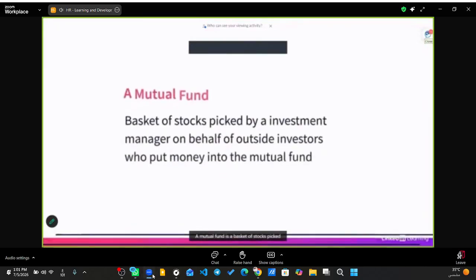A mutual fund is a basket of stocks picked by a professional money manager on behalf of outside investors who put money into the mutual fund. Mutual funds charge fees based on the amount of money you invest in them. If you invest in a traditional mutual fund, also called an open-ended fund, you can select a particular mutual fund and then send your money to them. Then the mutual fund will pool that money of yours with money from thousands of other investors and invest it in a group of stocks that they think are attractive investment options.